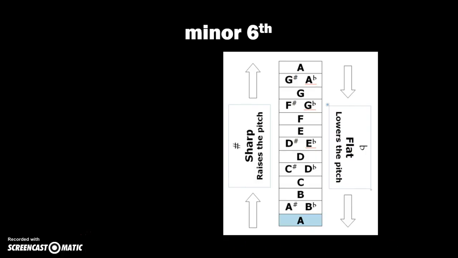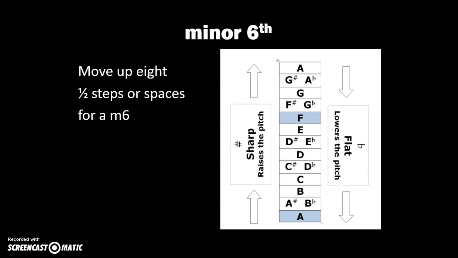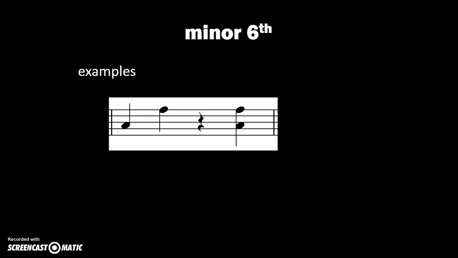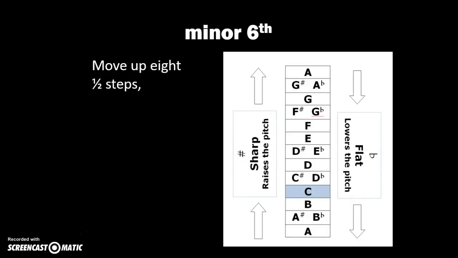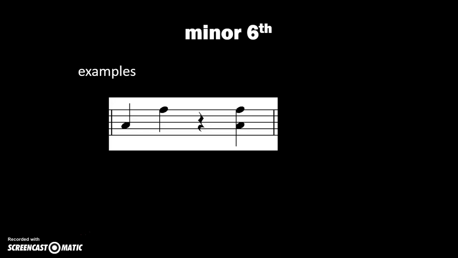Starting on an A at the very bottom of our ladder, we're going to go up all of those 8 half steps, and there's our A to F for a minor sixth. Written on the staff, you can see that you're going from a space note up to a line, or if you started on the line, you'd be going up to a space, of course. And let's give a little playing example of that one. A to F.